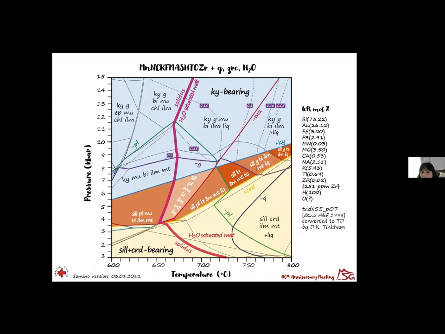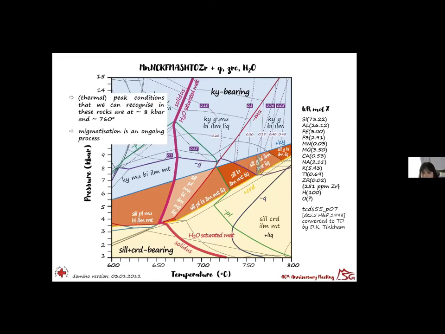In order to infer at least the thermal peak conditions, we plot the calcium content in garnet and also the magnesium content in garnet. And both fields intersect in this little area shaded in blue, at about 8 kilobars and 760 degrees.